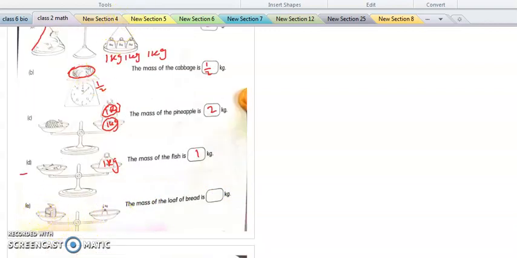In the last diagram, you can see on one side of the scale is a loaf of bread, and on the other side of the scale is a body whose mass is quarter kg. So we can say the mass of the loaf of bread is equal to quarter kg.